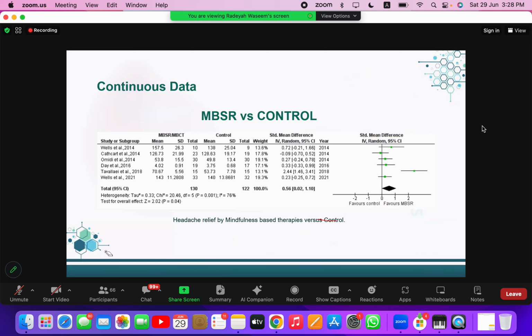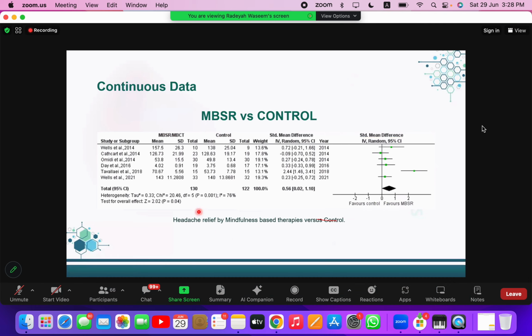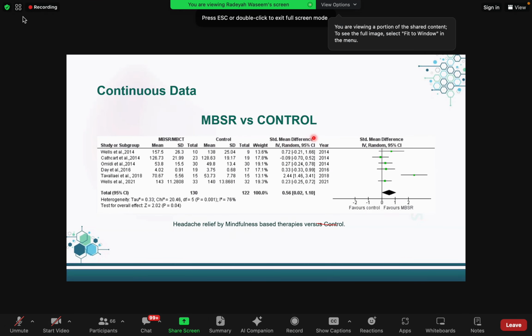Okay, let's go further. Now, how to interpret this forest plot? That is important. Just by looking at this forest plot, you can see that these are the names of the studies. This is the intervention group. This is the control group. This is the effect measure for the continuous outcome, looking at its standard mean difference.